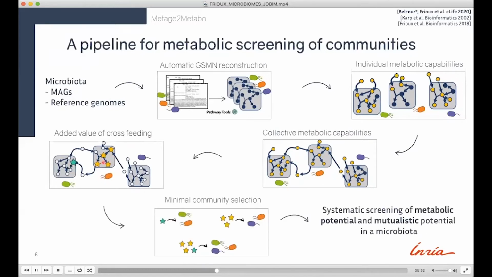These metabolites, or any others, can be set as metabolic targets for minimal community selection. The objective is to determine communities that can produce compounds of interest, so our green star or our yellow stars. Altogether, this pipeline, M2M, aims at systematically screening the metabolic potential of microbes and the mutualistic potential of a large community.